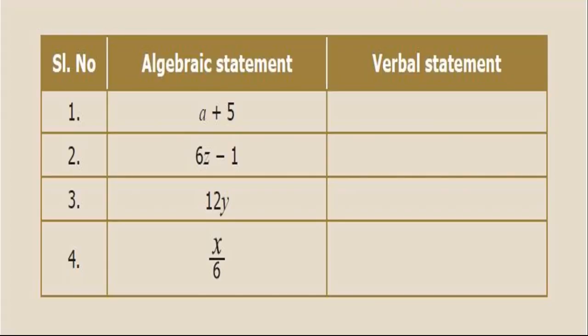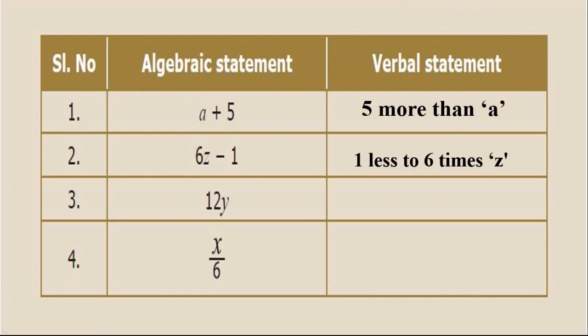The first algebraic statement is a plus 5. We have to write the verbal statement here. Plus means more than, right? So 5 more than a. Second statement is 6z minus 1, right? So 6 times z, and it is subtracted by 1. So we can write this as 1 less than 6 times z.